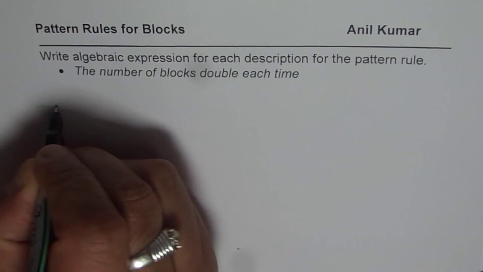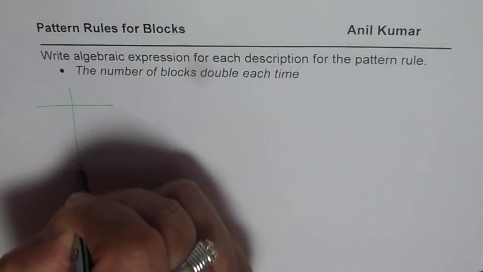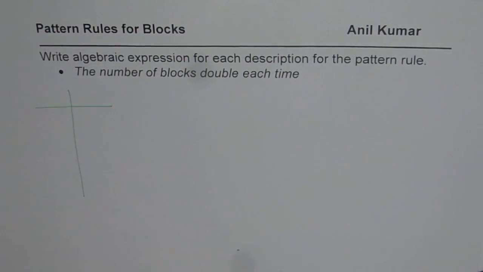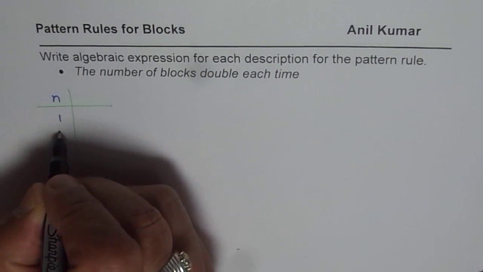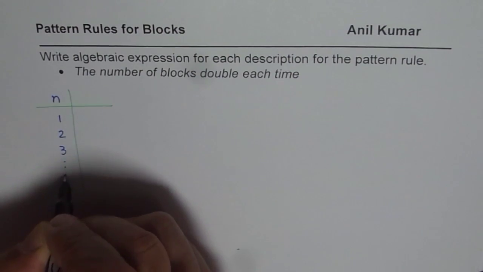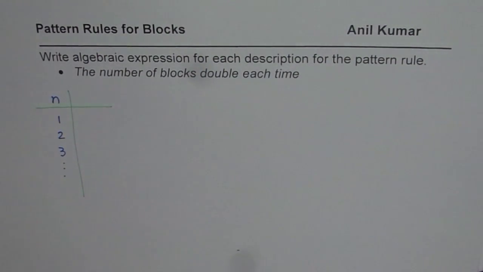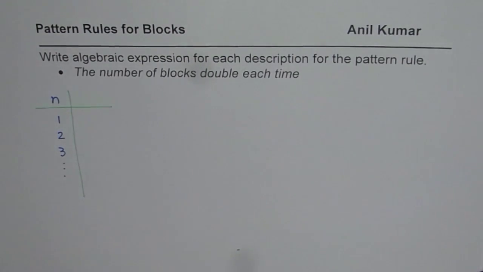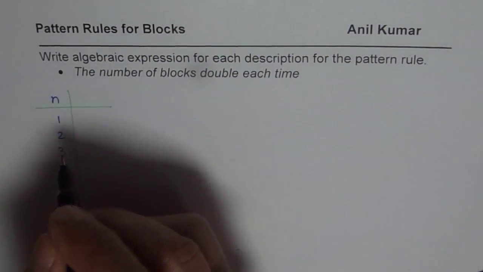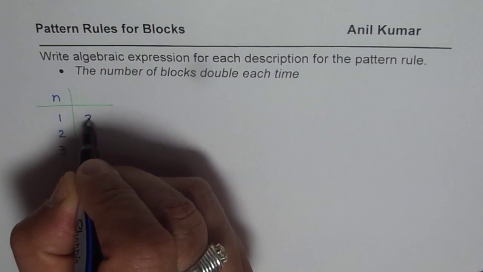So the first thing we will do is make a t table, right? In the t table we'll write n, the figure number, as 1, 2, 3 to start with. And here we are saying the number of blocks double each time. What does it mean? Well, you can start with any number. Let us say we start with 2.